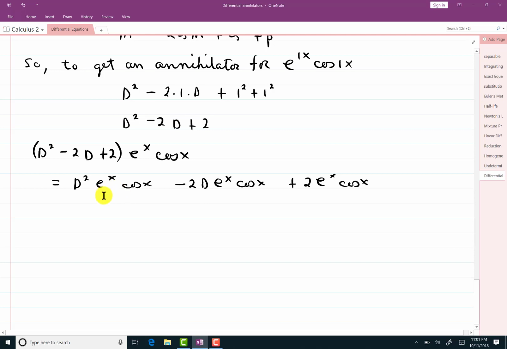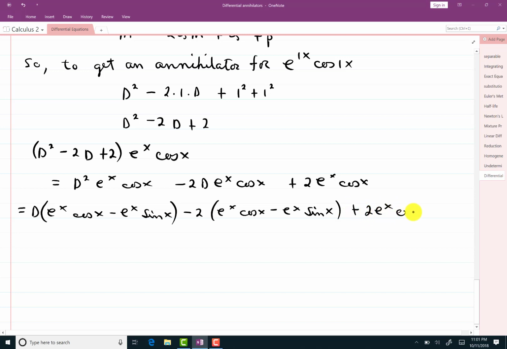Let me go ahead and take second derivatives of that first part. The first derivative will be e to the x cosine of x minus e to the x sine of x. And then on the second part, you have minus 2 e to the x cosine of x minus e to the x sine of x, plus 2 e to the x cosine of x. And if I see anything that'll cancel out, I'll do it right now. I have a positive 2e to the x cosine of x and a negative 2e to the x cosine of x, so it's gone.